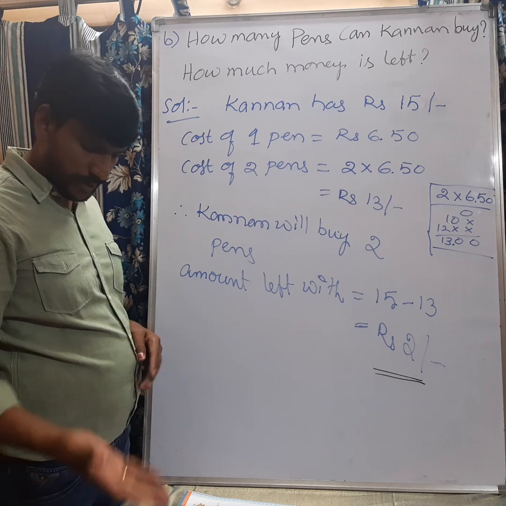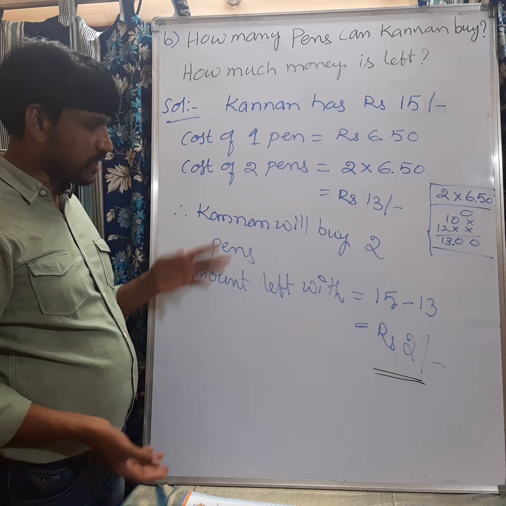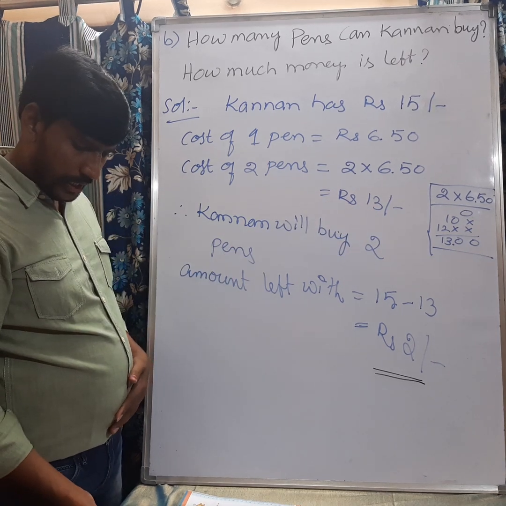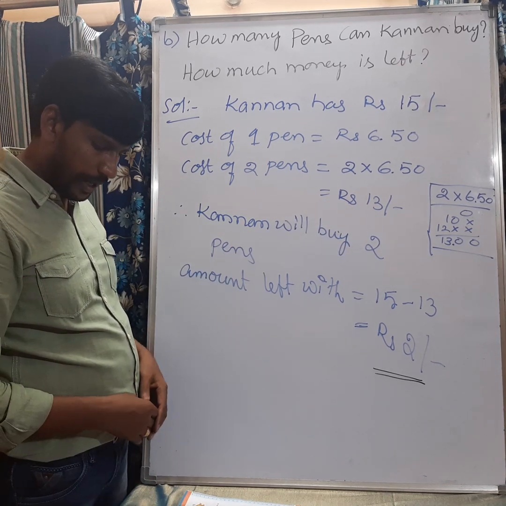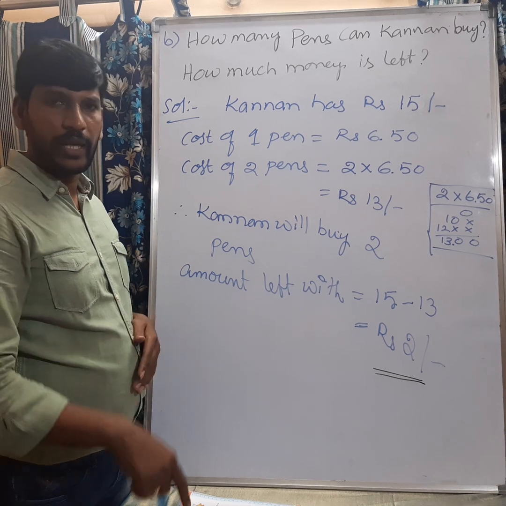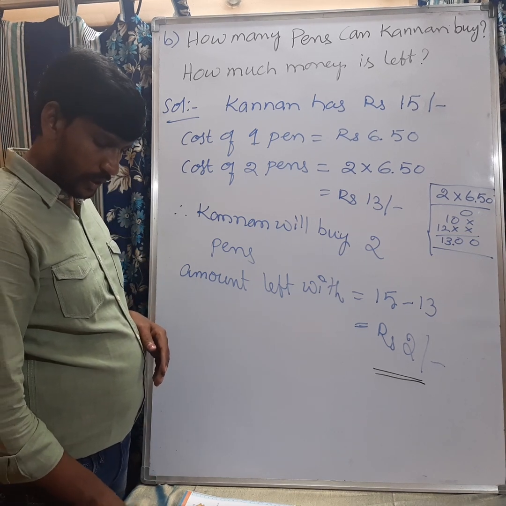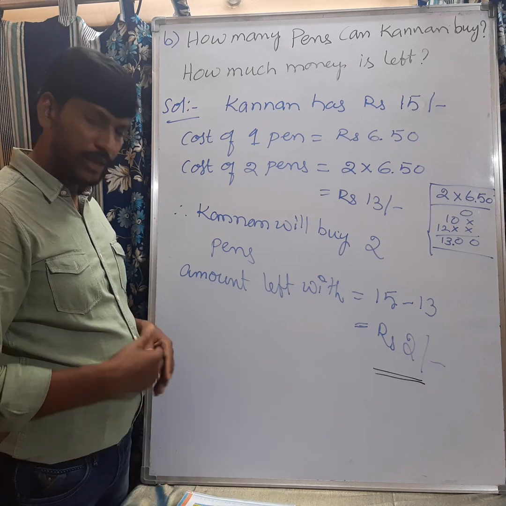Now, the sixth question is the same thing. The price of 2 pens is rupees. How much did you get here? 13 rupees. That is the sixth question answer only. Can she buy 2 pens? Here they have given, can I buy 2 pens with rupees 13? Yes, she is going to buy 2 pens with 13 rupees. Okay, that is the sixth question. The fourth question is homework. Right, my dears?